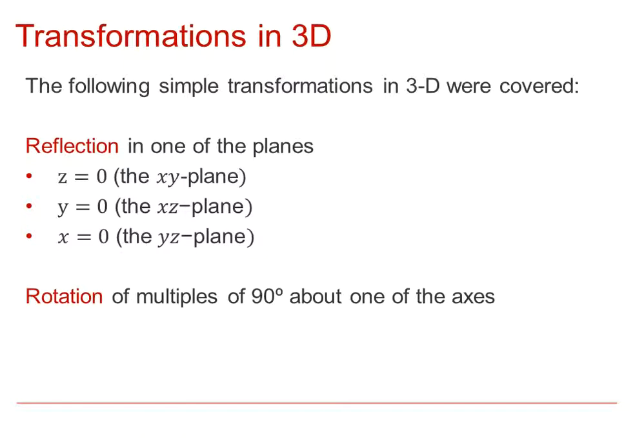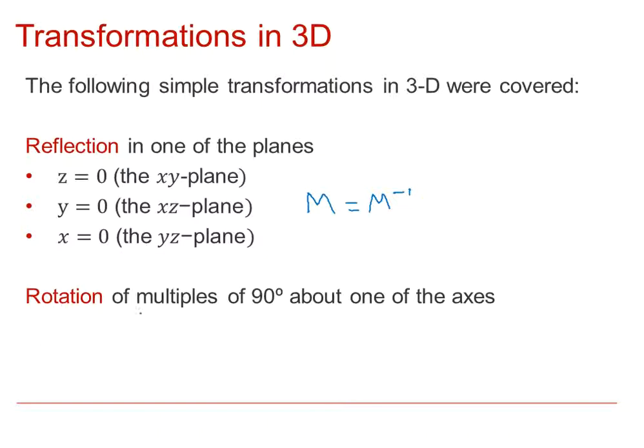The following simple transformations are applied in 3D, and the things that we've looked at in the past, we've looked at a reflection in one of the planes, z equals 0, which is the xy plane, y equals 0, which is the xz plane, and x equals 0, which is the yz plane. So in this case, the matrix that does, for example, reflect in the z equals 0 plane, to get back to the original object, the inverse matrix would need another reflection in that plane. So the inverse matrix would be the same as the matrix M. So that's another example of a self-inverse matrix.